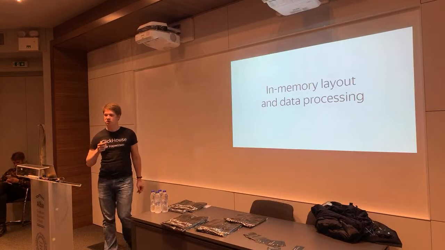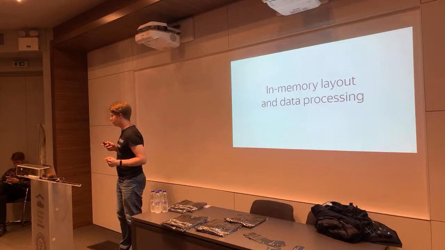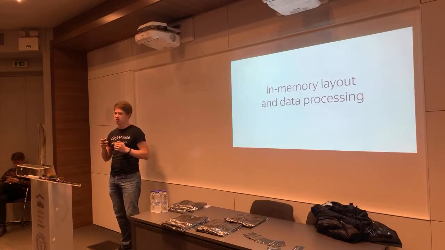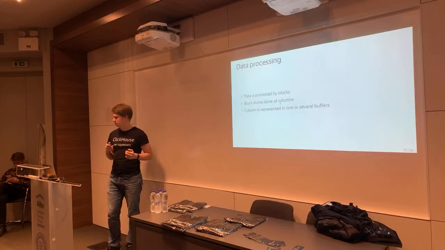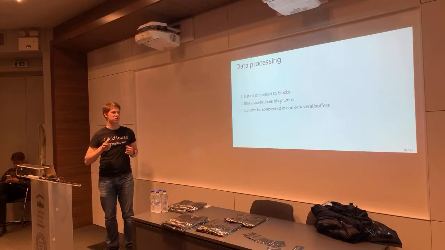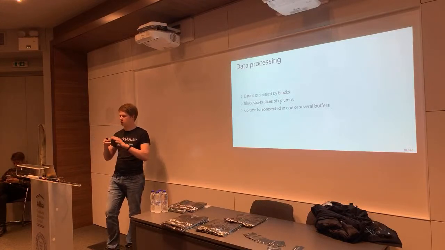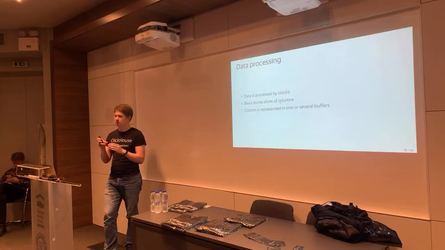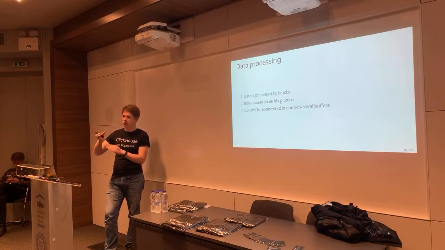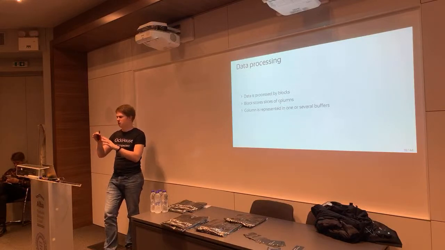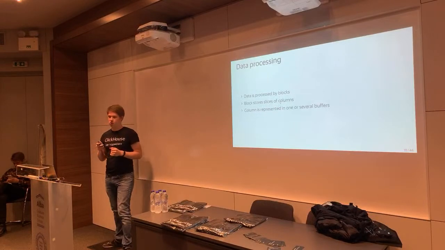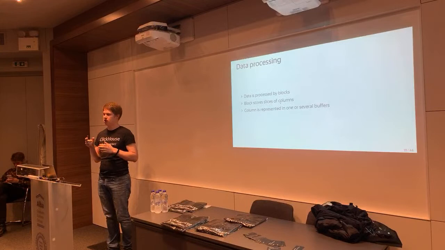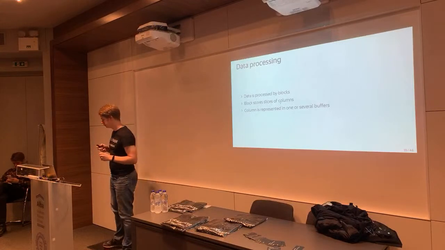Well, now let's go to the second part, and I will describe how data is represented in memory. Again, some revision. ClickHouse processes data by blocks. It's structured in memory, and a block usually contains several slices of columns. We cannot store the whole column in memory because it's huge, but in a slice we can have thousands of rows in total. And each column is usually represented as several consecutive buffers.